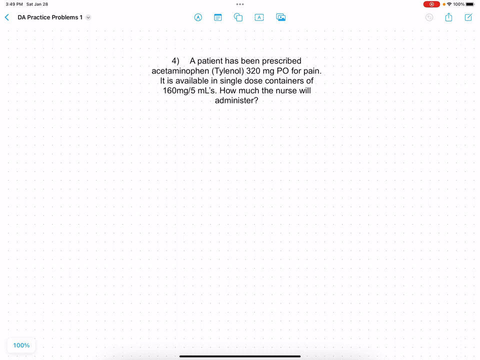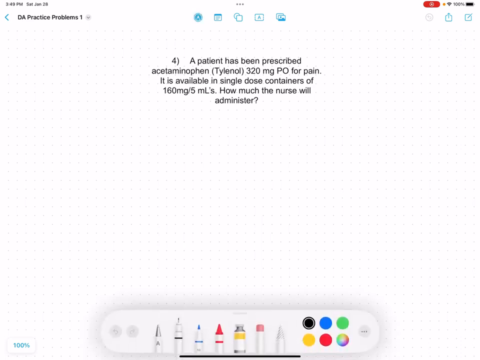All right, so we have to do a little bit of processing for this question because it's not immediately obvious what kind of unit they're looking for. But we know that the order is for milligrams, but it's a liquid, so you can't administer milligrams of a liquid. There's just no way to do that logically. And so for this question, we are looking for milliliters. So I'm going to go ahead and start with milliliters here as our answer.